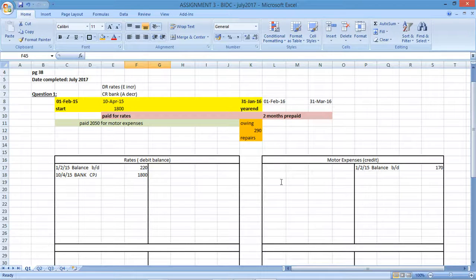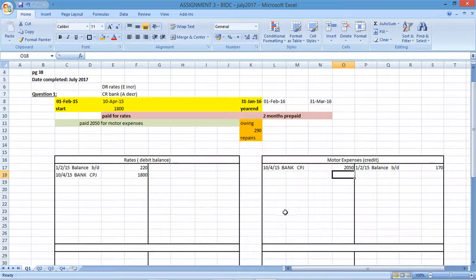Then we need to provide for the motor expenses. So what happened to the motor expenses? Well, they told us that we paid 2,050 for motor expenses during the year. Again, it's paid, so bank is going to be affected and the motor expenses is going to be affected. So bank is going to be credited and the expense, which in this case is the motor expenses, will be debited.